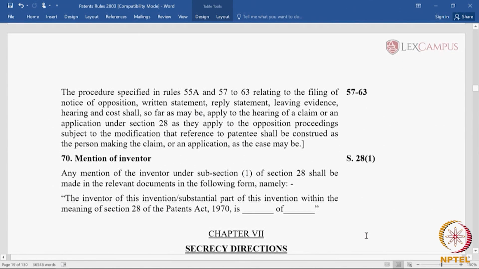And rule 70 tells us the form in which the mention has to be made. Any mention of an inventor under 28(1) shall be made in the relevant documents, that is complete specification and the register, in the following form: the inventor of this invention slash substantial part of this invention within the meaning of section 28 is dash of dash. Okay. Now, this is the way in which mention of inventor has to be carried out.